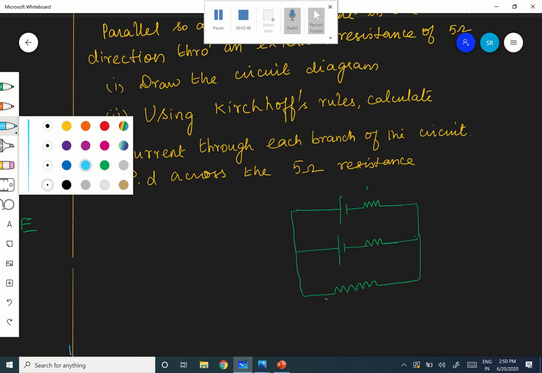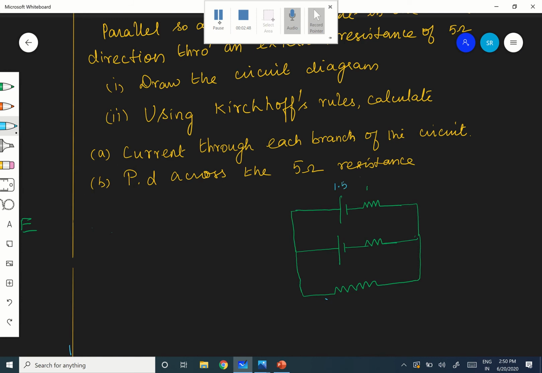Here it is 1.5 volt and this one is 1 ohm, and the other one is 2 volt and its internal resistance is 2 ohm. Both are sending a current through an external resistance of 5 ohm in the same direction. So the direction also you have to give. What is the direction?